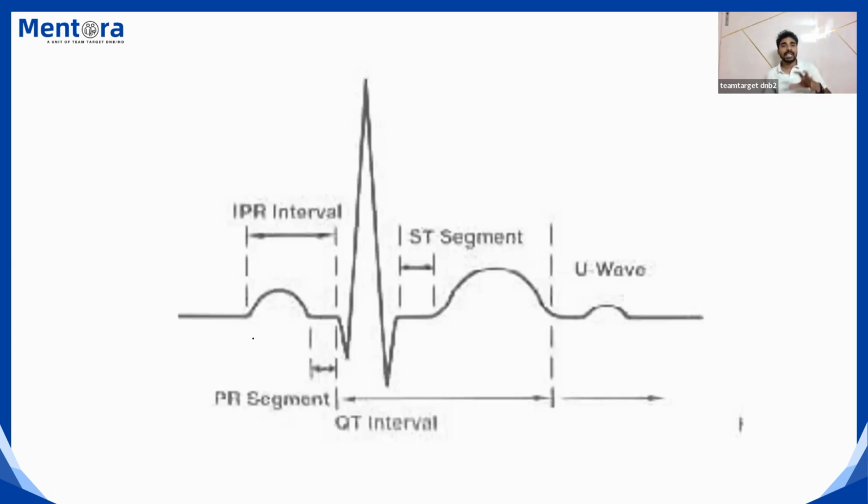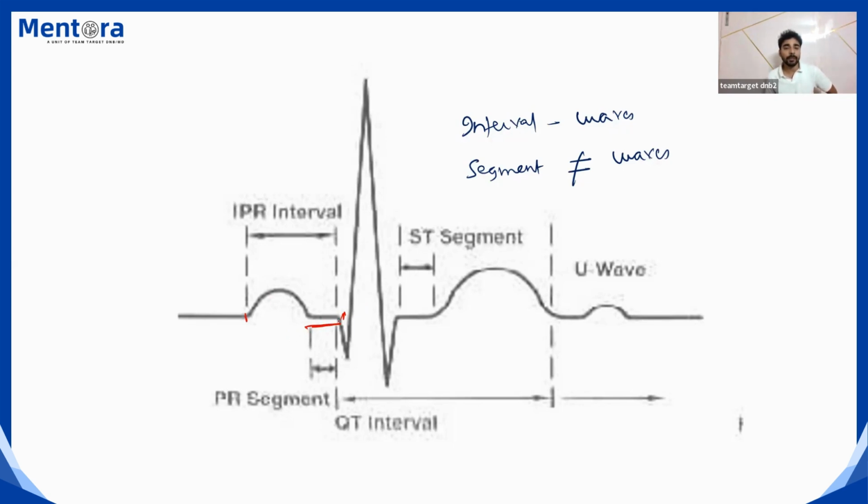So this is what I am discussing here. One important point we are discussing: what is an interval and what is a segment. Very important point here. Interval contains waves. Segment doesn't contain waves. That is a very important point. So the PR interval means from the beginning of the P to the beginning of the QRS complex, so it contains a wave, that is your P wave. But the PR segment is from the end of the P to the beginning of the QRS, so there is no wave. Segment doesn't contain waves. Very important.